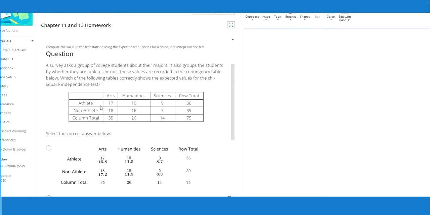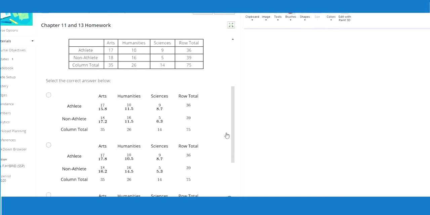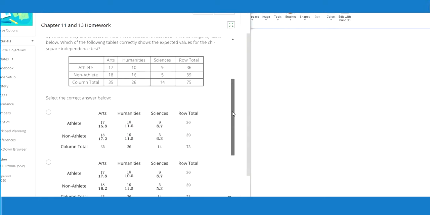So a survey asks a group of college students about their majors. It also groups the students by whether they are athletes or not. If we're going to run a chi-square independence test, we're going to test to see whether a person's choice in major is dependent on a person's status as either an athlete or non-athlete. Or maybe they're independent, maybe they don't affect one another. So for this problem, we don't actually have to do the null and alternative hypotheses.